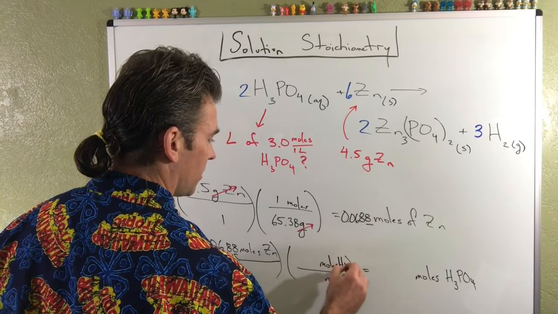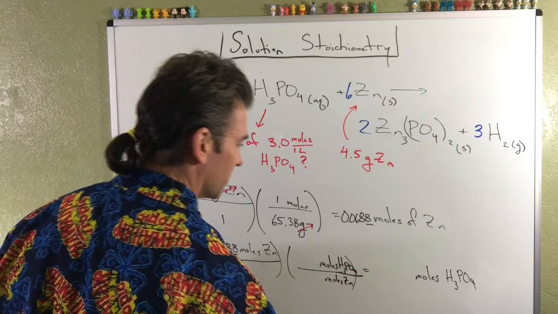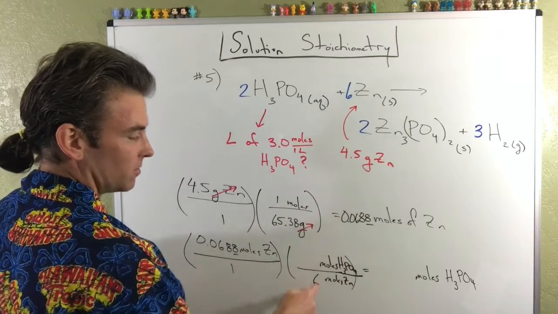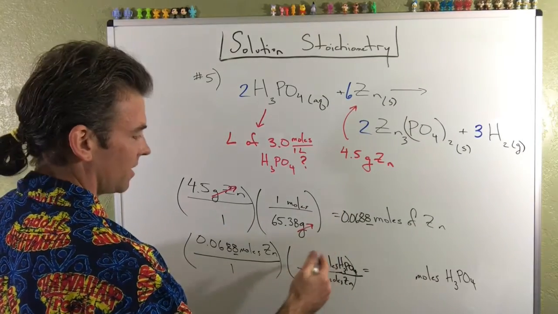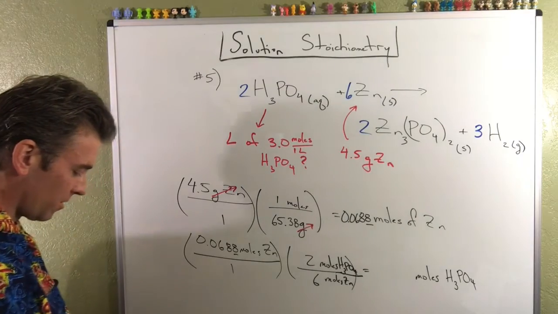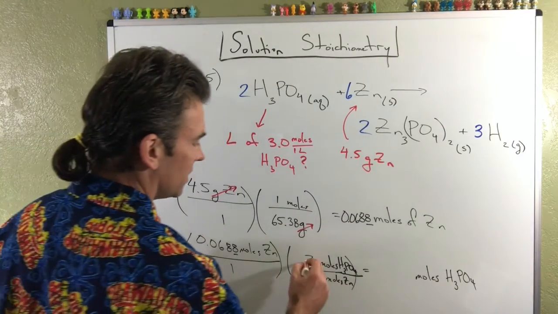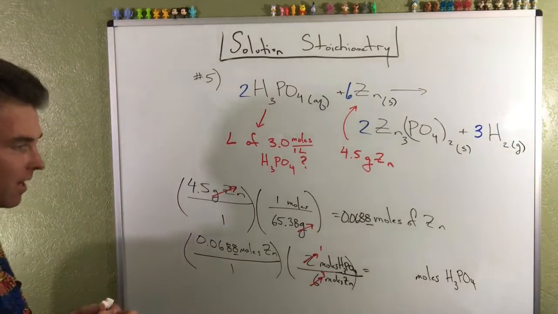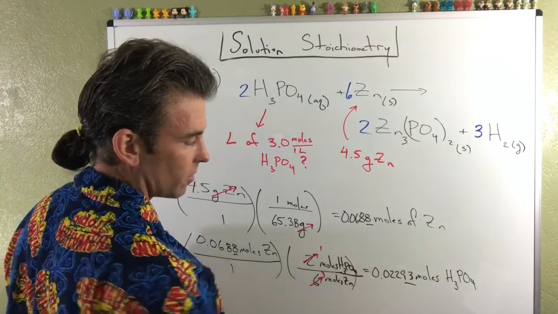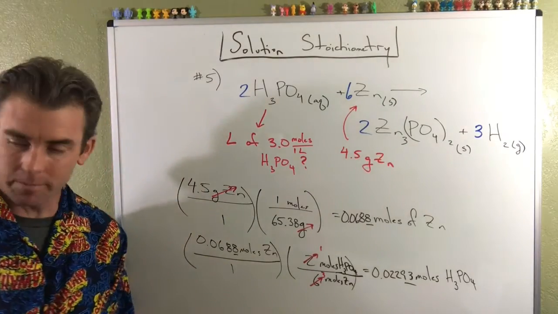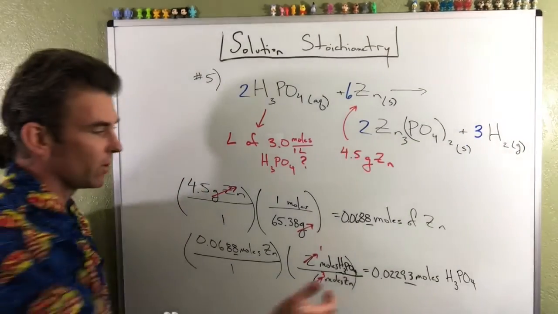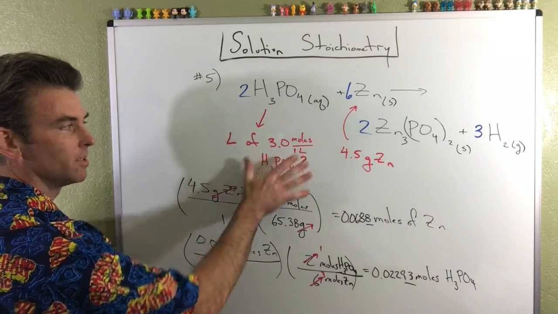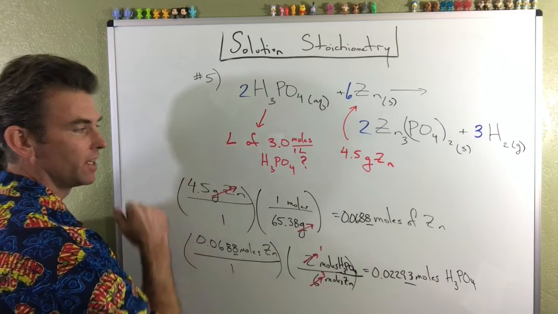I keep writing smaller and smaller, so it probably gets worse and worse. We got 6 that goes with the moles of zinc. I've got a 2 that goes with the moles of H3PO4. This simplifies just like it did last time to a 1:3 ratio. We've got our 0.02293 moles of H3PO4. And now let's put this up here and we'll kind of see how we might be able to use this information to determine the number of liters.